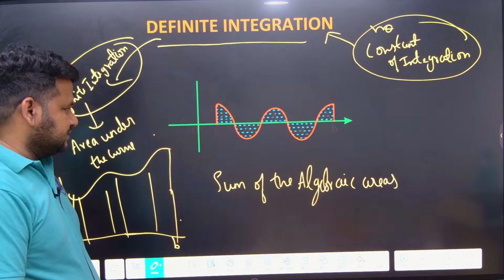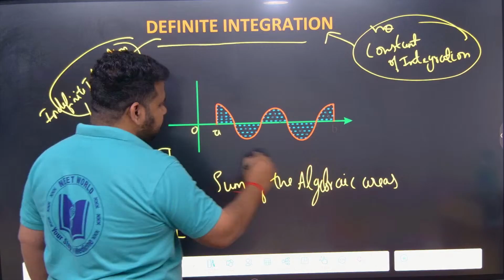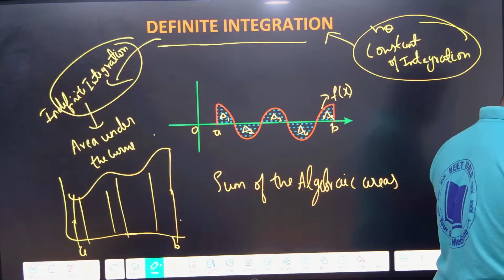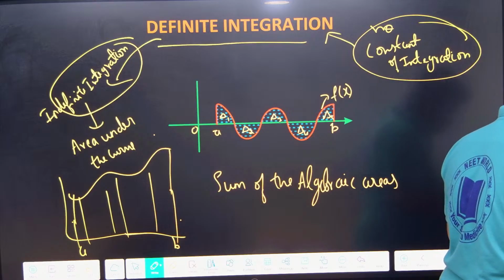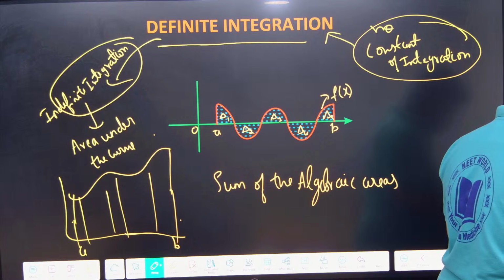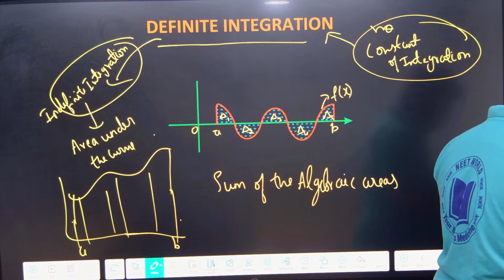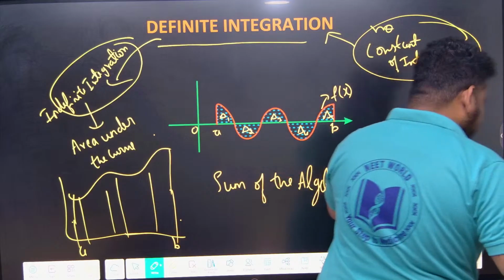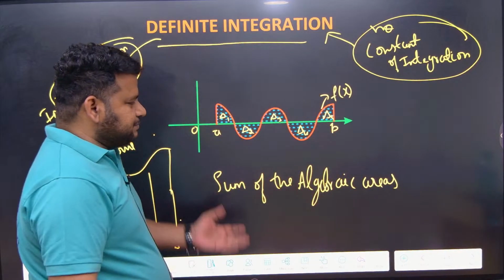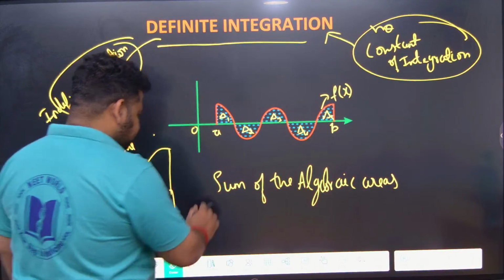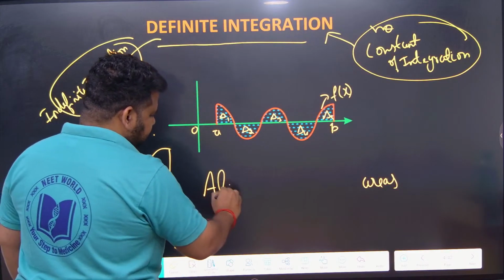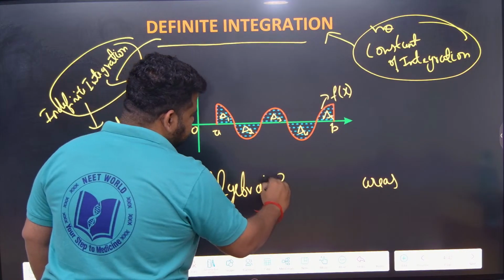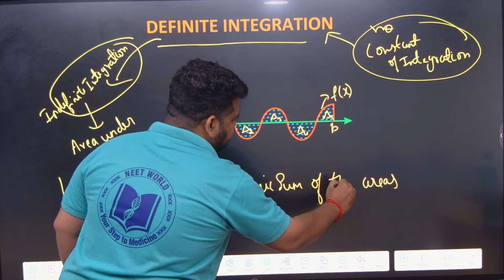So what do you mean by that? Suppose this is 0, this is point A, this is point B. Okay, let us continue. So see here, instead of saying sum of the algebraic areas, I can say algebraic sum of the areas. In specific terms, definite integration means the algebraic sum of the areas.